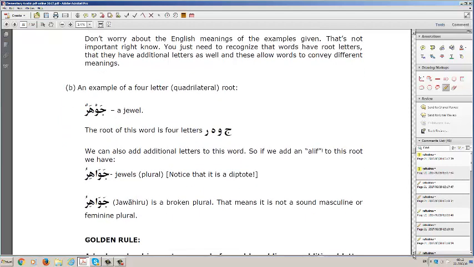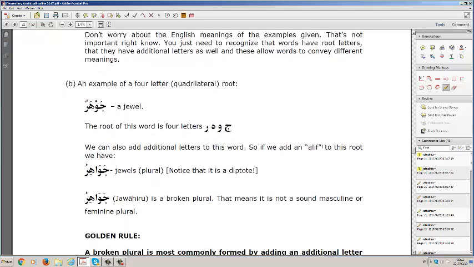And you just need to recognize that words have root letters, that they have additional letters as well, and these additional letters allow the words to convey different meanings. That is the key point that you should remember.